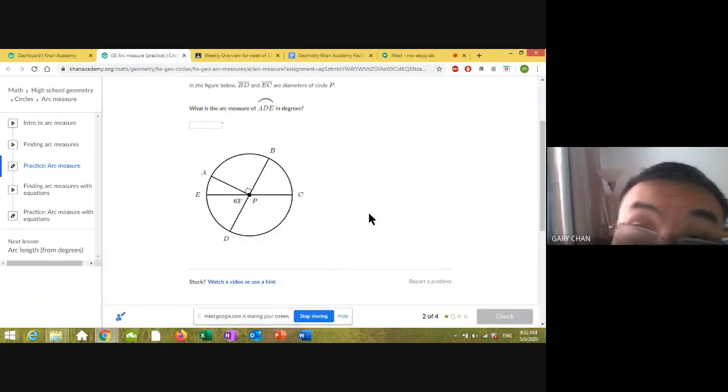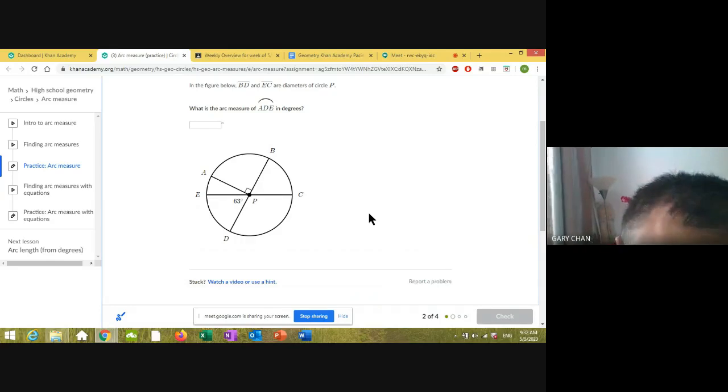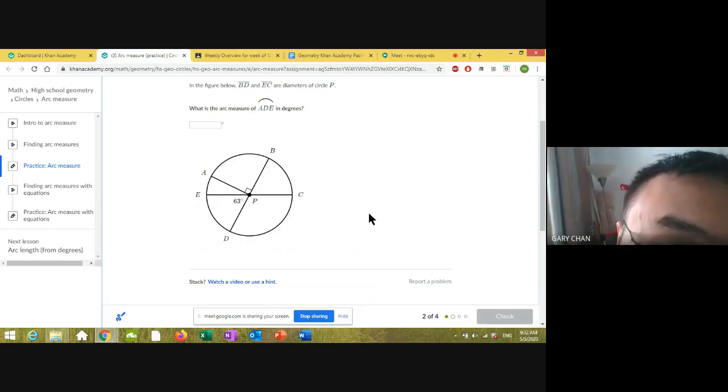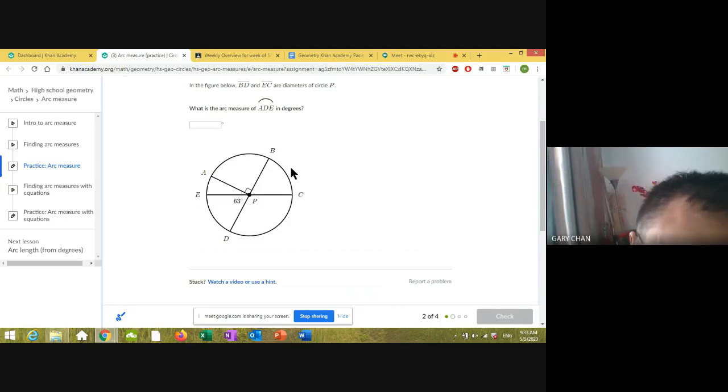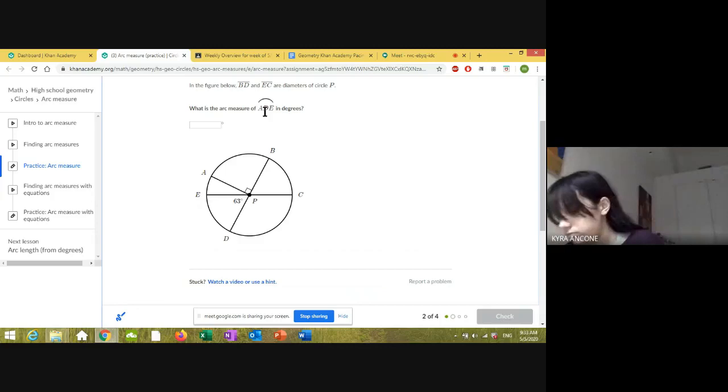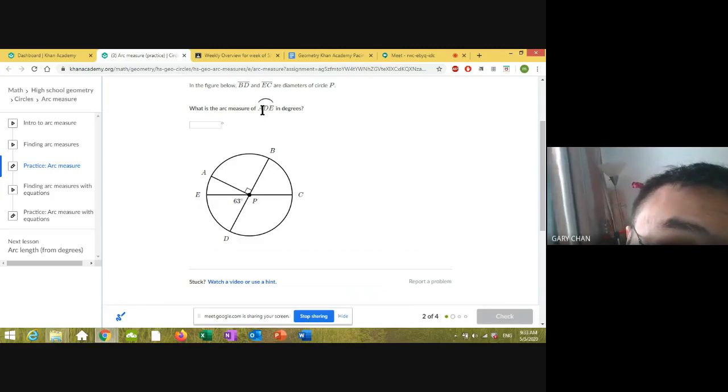All right, so we have a couple more. The diagram's getting a little more complicated. What is the arc measure of ADE in degrees? Notice now they are specifying which angle we're looking at here. We're looking at ADE. What is the measure of arc ADE in degrees?